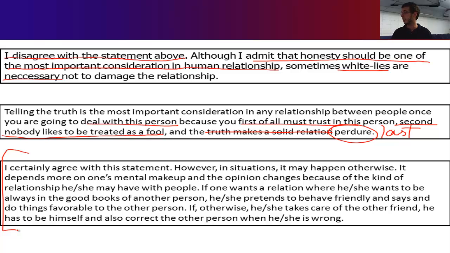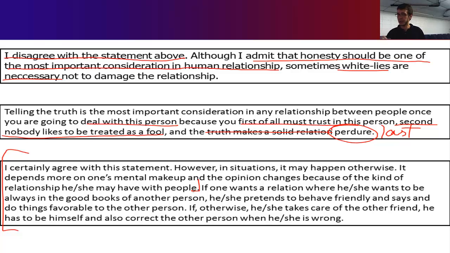We can see from this, the person created a better hook and a better thesis. In my perspective, the hook ends here. I simply agree with the statement. However, in situations it may happen otherwise. It depends more on one's mental makeup and the opinion changes because of the kind of relationship he or she may have with people. This is more of a hook. It makes me think, oh, what's this mental makeup that he is talking about?